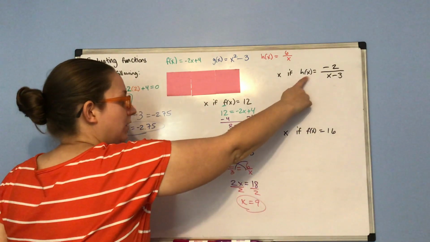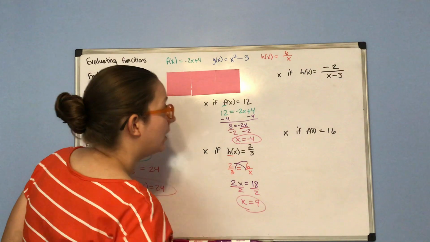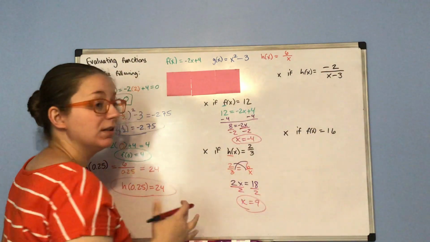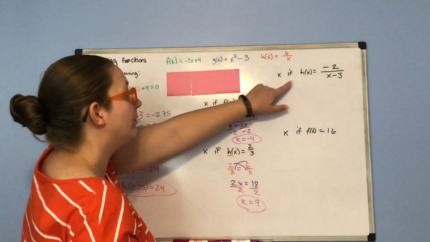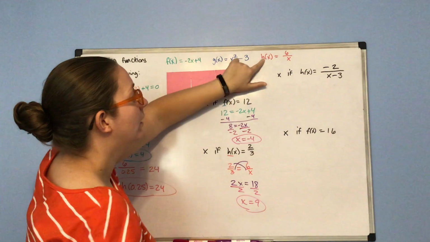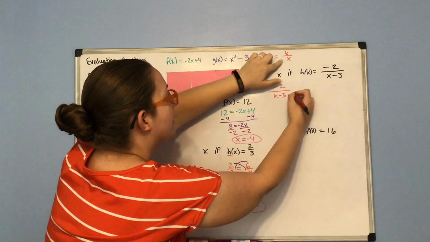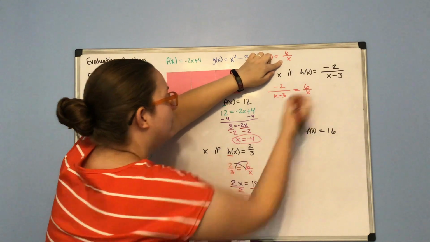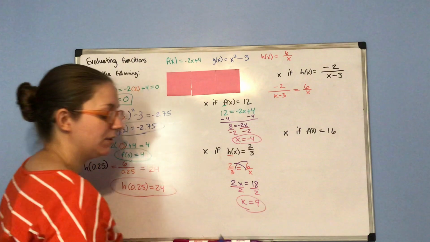Next one, still using h of x, but this time we are saying that h of x equals something with an x in it. It is perfectly fine for our h of x to still have an x in it. All that means is we're going to use our h equation. Instead of h of x, we're going to plug in that crazy fraction, negative 2 over x minus 3, equals the other side of my equation, which is 6 over x.